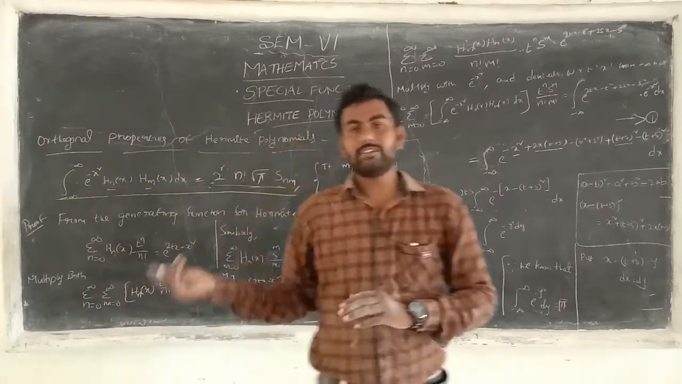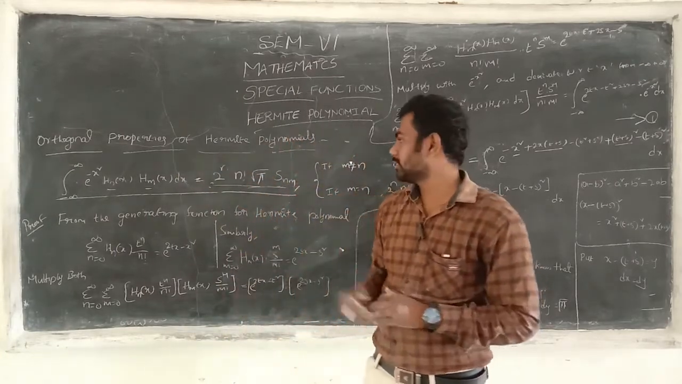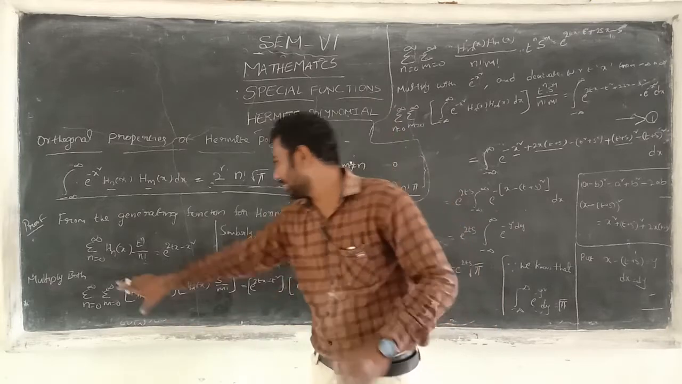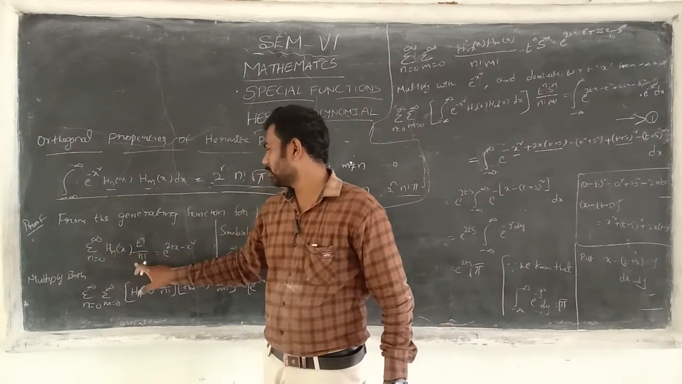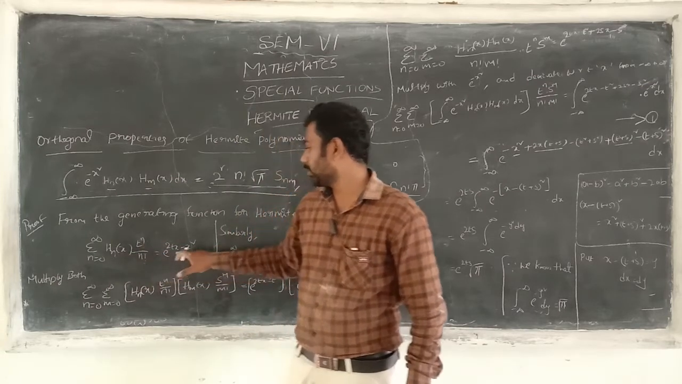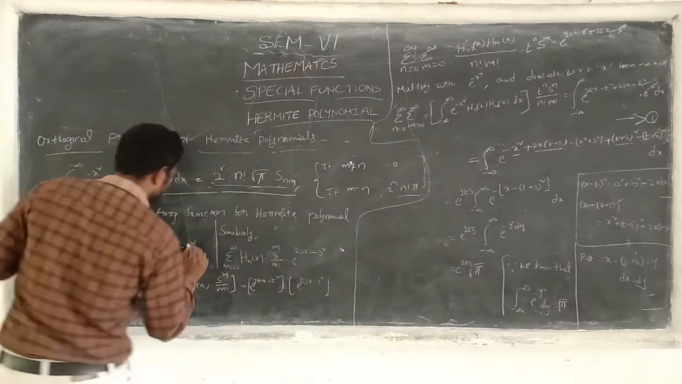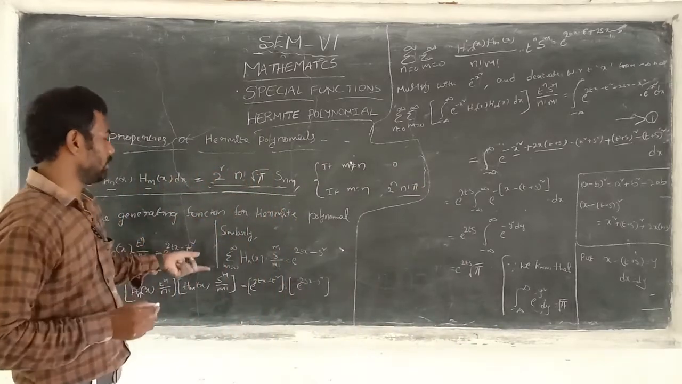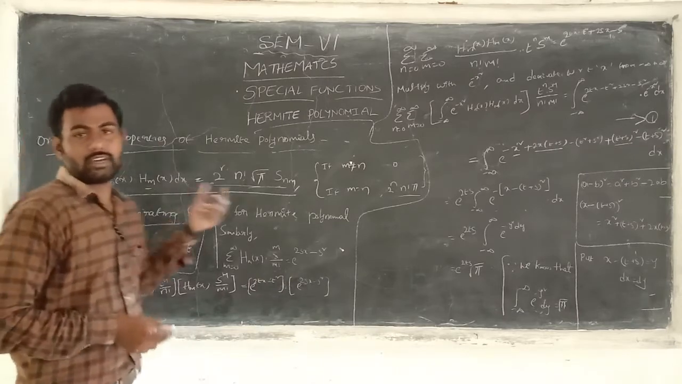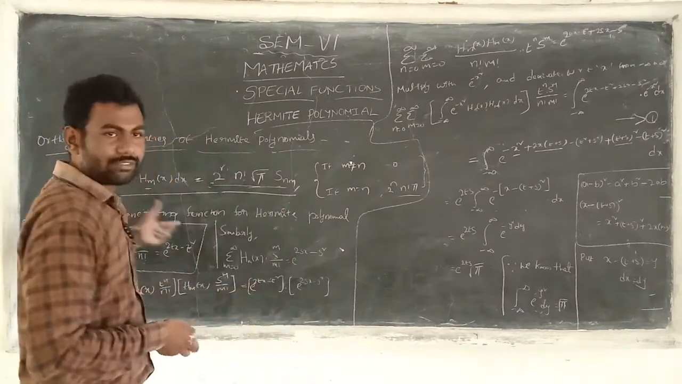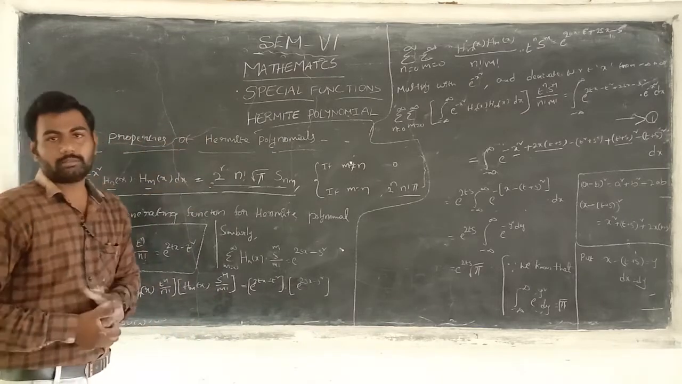Here we have to prove this equation. And we know the generating function for Hermite polynomials: the sum over n from 0 to infinity of Hn of x into t power n by n factorial equals e power 2tx minus t square. This is the formula for the generating function of Hermite polynomials. By using this formula, we can prove the orthogonal property of Hermite polynomials.